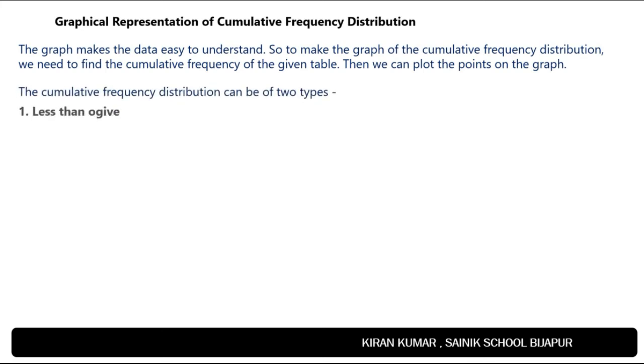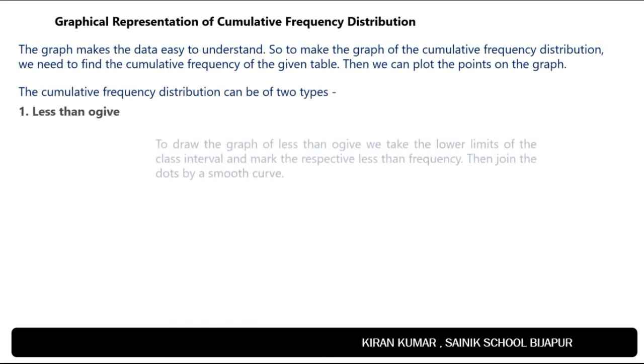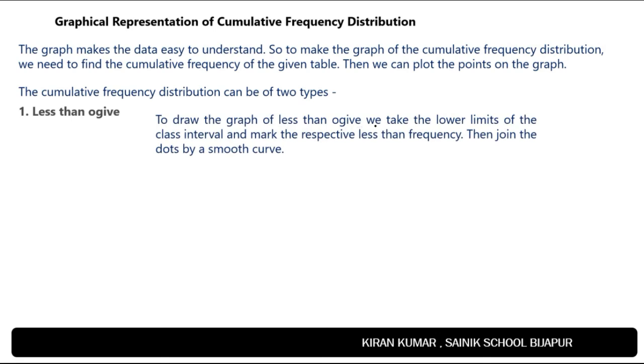The first type is called a less than ogive. What is this less than ogive? To draw the graph of a less than ogive, we take the lower limits of the class intervals and mark the respective less than frequency, and we plot all the frequencies, and with the help of a smooth curve we join them. It becomes a less than ogive.